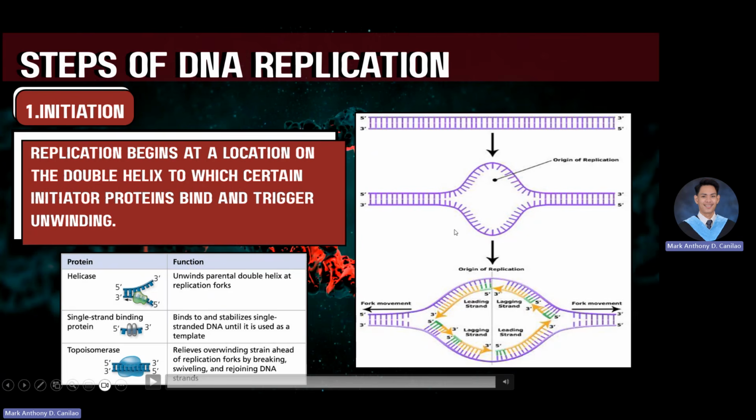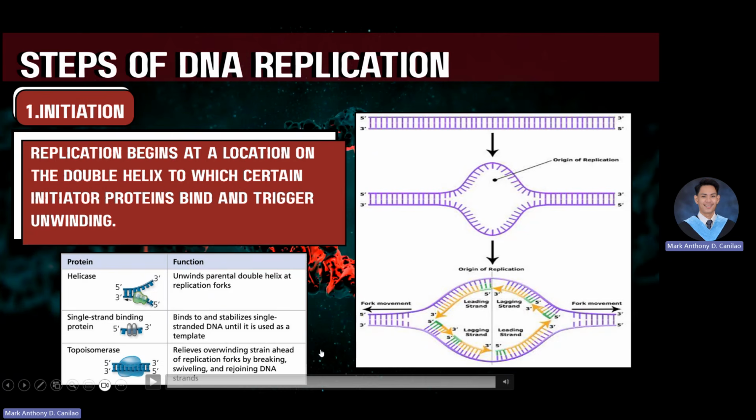As you can see, you have seen a fork before, right? And the shape of the fork? If we look at the replication fork, it is just like a DNA that is unwound or open. So that is the first step in the initiation. We have a protein called helicase that again unwinds or unzips the parental double helix at the replication fork, forming a replication fork in the process.